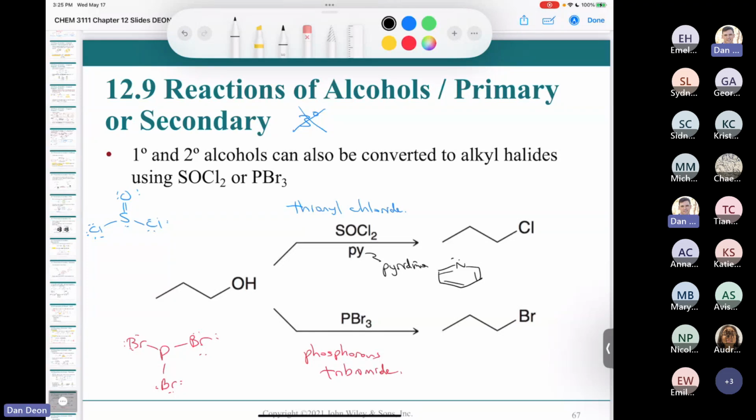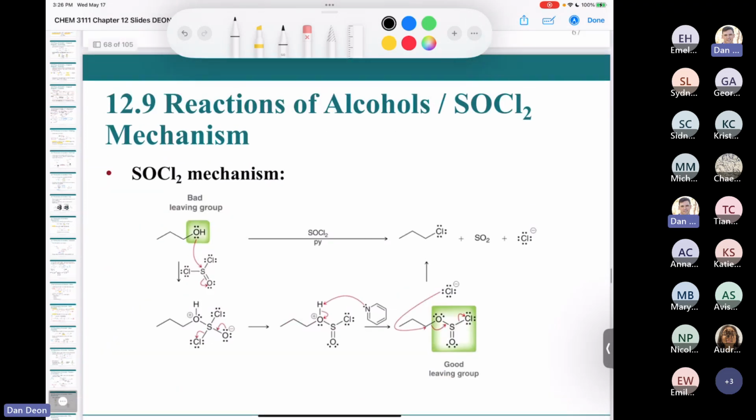Now, before we go on to the next two slides, they show the mechanisms for both of these reactions, okay? For both of these reactions, the mechanisms are shown. I am not going to ask you the mechanisms for either of these, okay? This is going to be posted to YouTube, so you have proof that I said it. All right, so let me show you the first one.